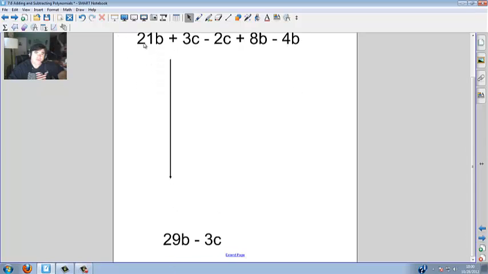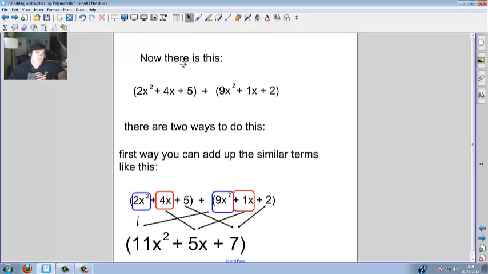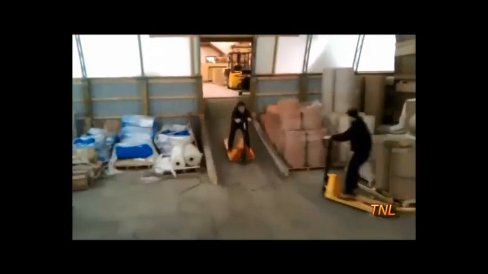Did you get this? 21b and 8b make 29b. 3c, negative 2c, and negative 4c make negative 3c. And now there's this. Let's take a quick break actually first.